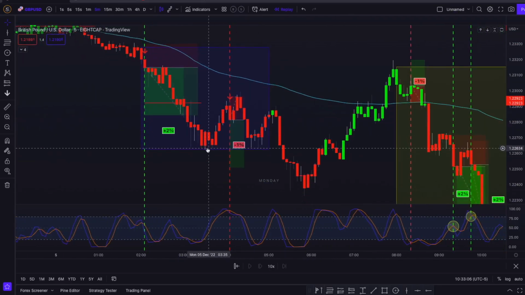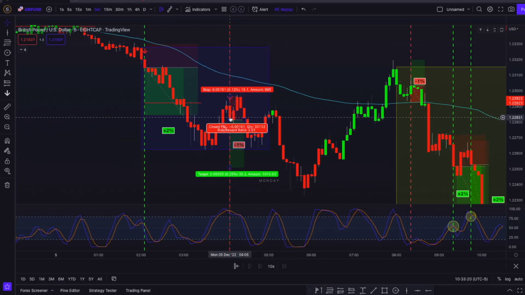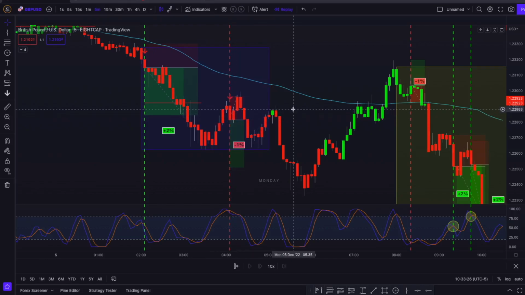Then I waited for the stochastic RSI to continue to go back into the overbought territory right here. We did not get a crossover until here at 4:05. We got a beautiful bearish engulfing candlestick, so I entered, and again I chose a 15 pip stop loss. Unfortunately I chose a 15 pip stop loss here.